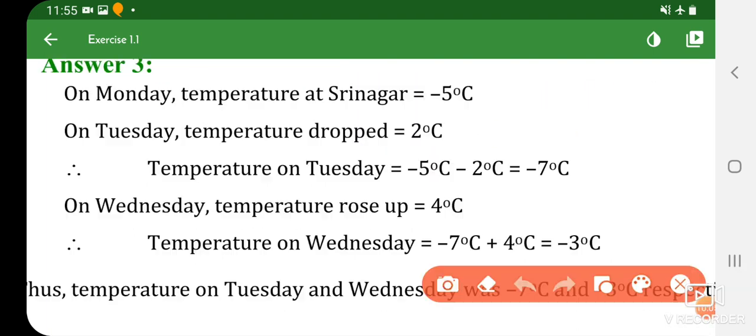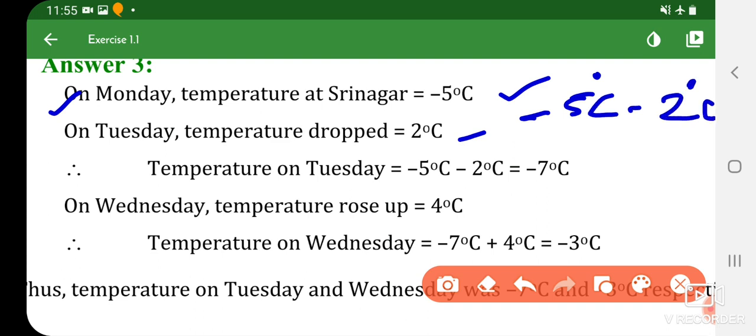So let's see. On Monday, the temperature at Srinagar was minus 5 degrees Celsius. On Tuesday, the temperature dropped 2 degrees Celsius. Drop, that means decrease. So the temperature on Tuesday is minus 5 degrees Celsius, after that drop, that means decrease, that means minus 2 degrees. That means minus and minus is plus. So 5 plus 2 is 7, but we have to put the symbol of minus. So minus 7 degrees Celsius.